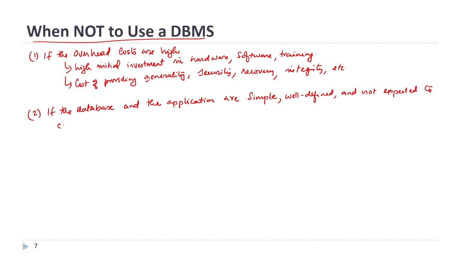Okay. So, if it is a very simple thing, the database and the application are very simple, very well defined, and you do not expect it to change frequently, or do not even expect it to change, then maybe you do not need a database. You can just embed all the things into the program, or you can put them in a file and then access it with the program.